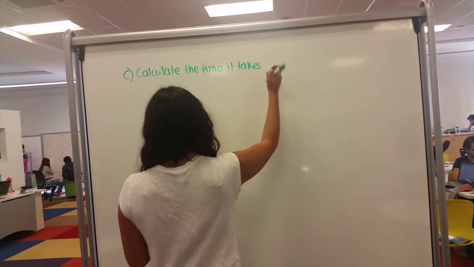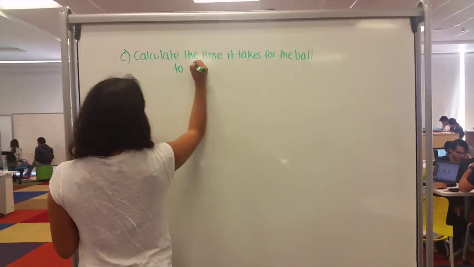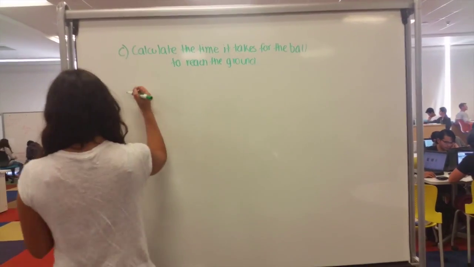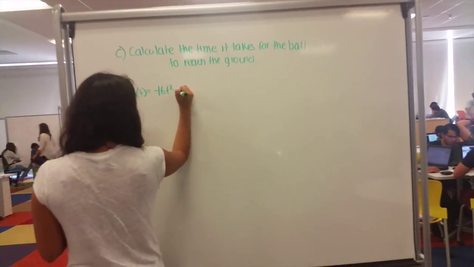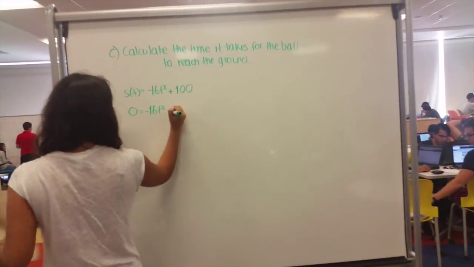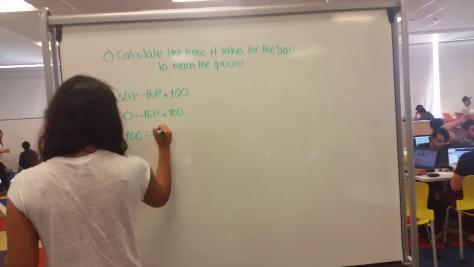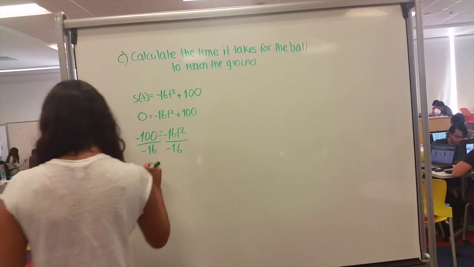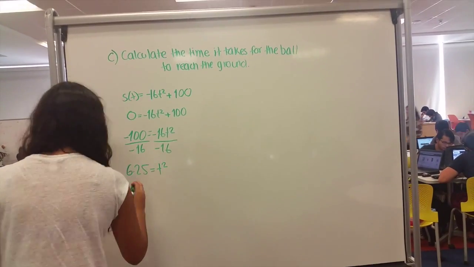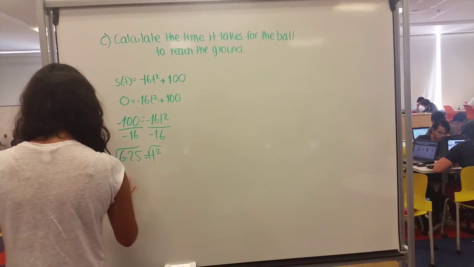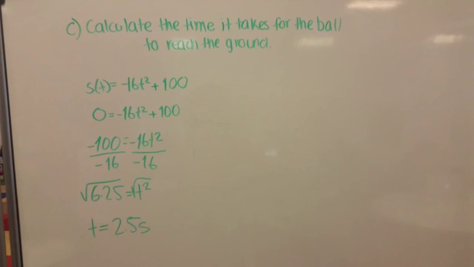Calculate the time it takes for the ball to reach the ground. To obtain the answer, we must use the equation of motion in the y direction, and our first step is to equal our function to 0 because it will reach the ground. Our next step is to isolate t in the function. This will end up with t being equal to 2.5 seconds.